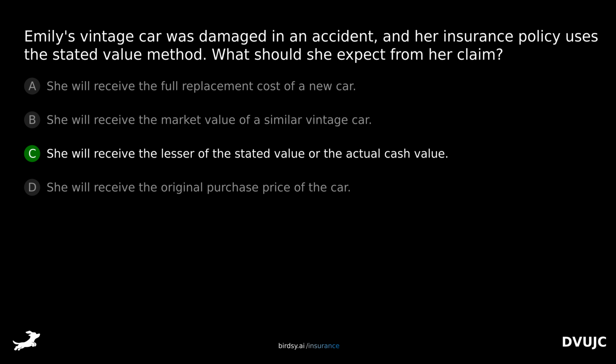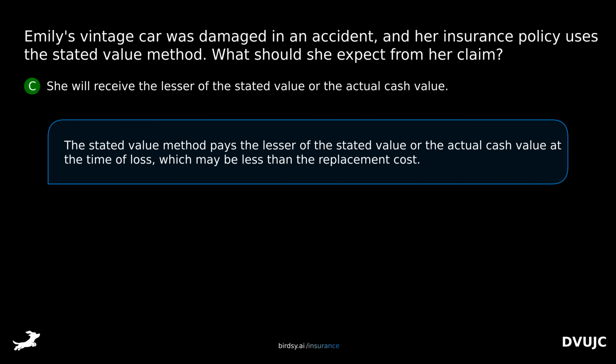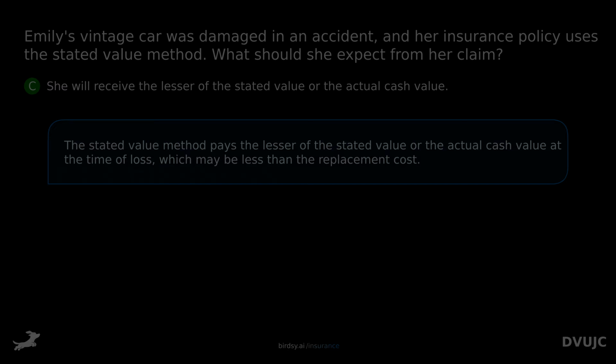The answer is C, she will receive the lesser of the stated value or the actual cash value. The stated value method pays the lesser of the stated value or the actual cash value at the time of loss, which may be less than the replacement cost.